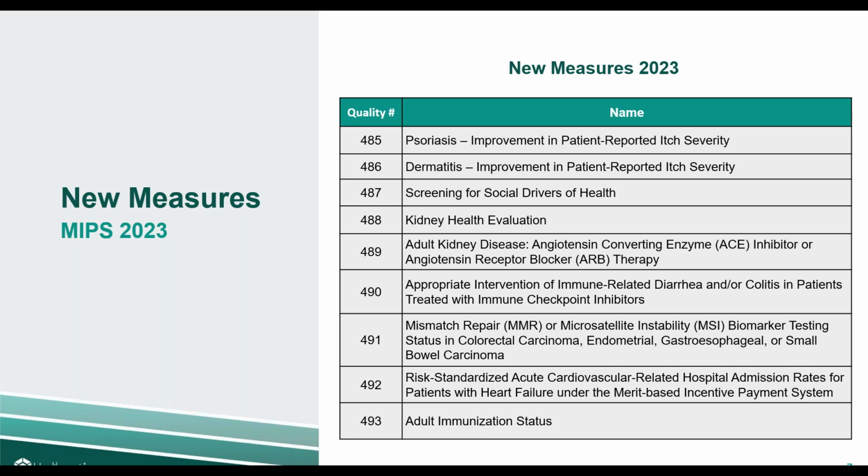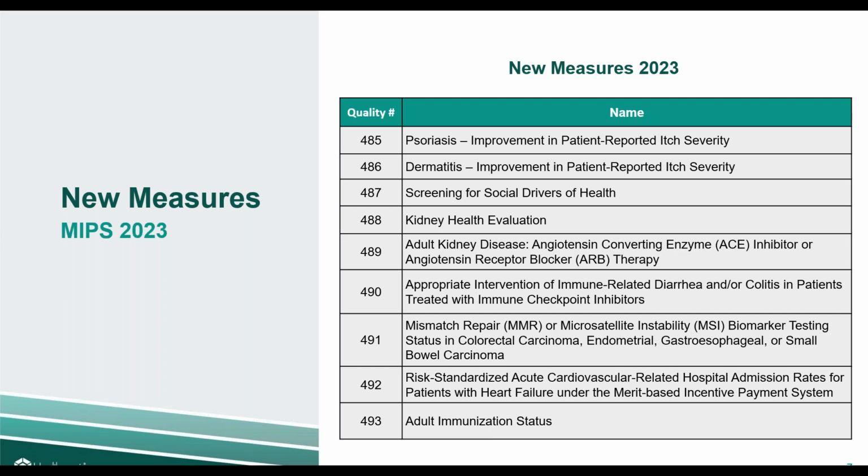So for 2023, some of the new measures that are going to be the most popular this year certainly are measure 487, screening for social drivers of health. We'll be talking about health equity later in the webinar. So this is the first measure that's focused on health equity. We also have measure 493, adult immunization status.